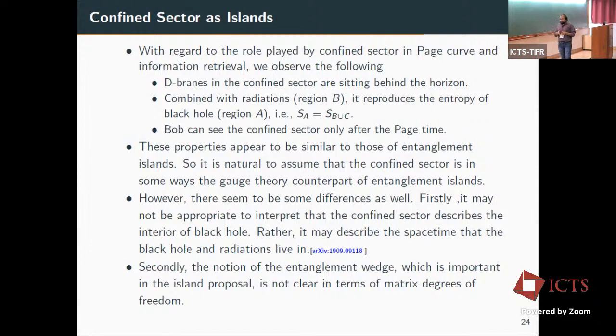Firstly, it might not be quite appropriate to interpret the degrees of freedom associated to the confined sector to be contained inside the black hole. They might be explaining the exterior of the black hole or the background in which the black hole and the radiations live in, as proposed in this paper. Secondly, the notion of the entanglement wedge and how geometry is exactly encoded in the matrix degrees of freedom is not very clear. The entanglement wedge is quite important in this island proposal, so it will not be entirely appropriate to assume that the confined sector and entanglement islands are the same thing.